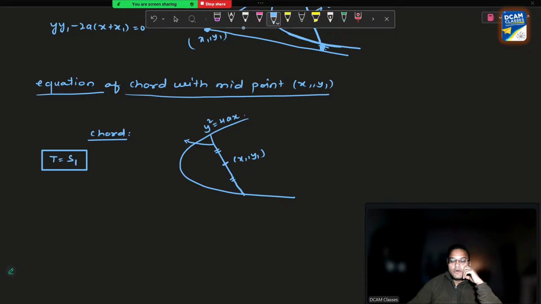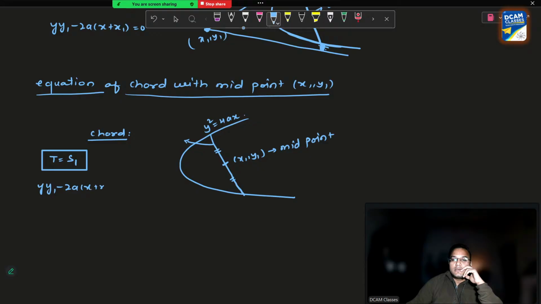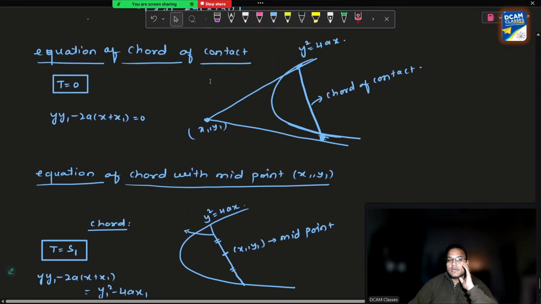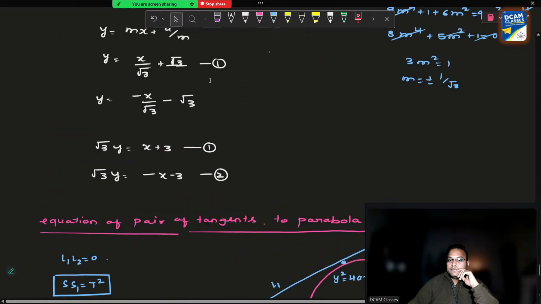So the equation will be what? We write it as midpoint. So the equation will be y y1 minus 2a into x plus x1 is equal to y1 square minus 4a x1. And I have shown this result for y square is equal to 4ax only, but all these things, T is equal to S1, finding out the equation of tangent, all those things you know for other parabolas also, general kind of parabola also. So no need to worry.